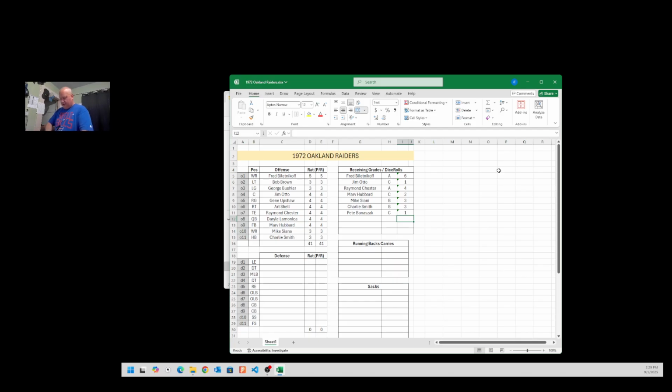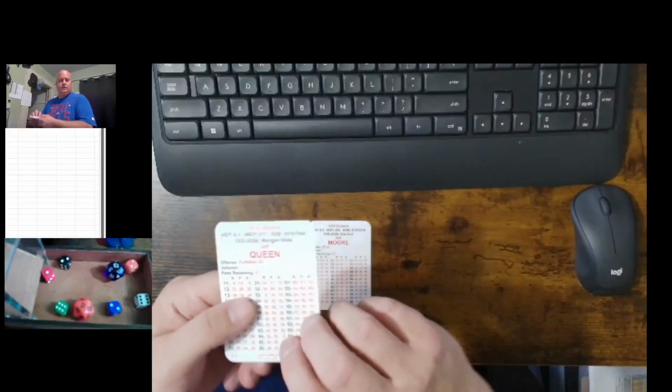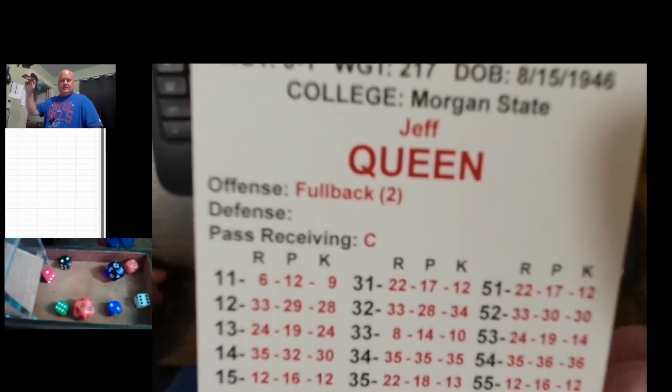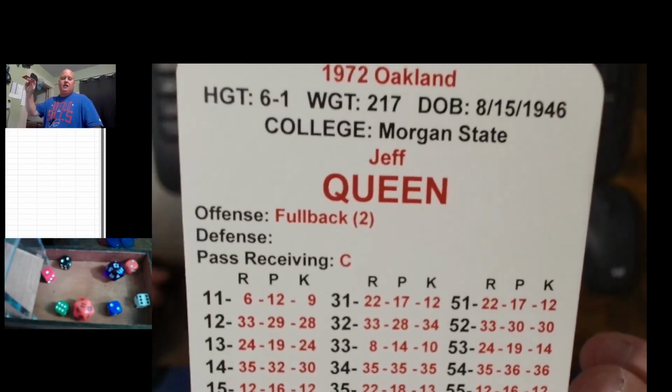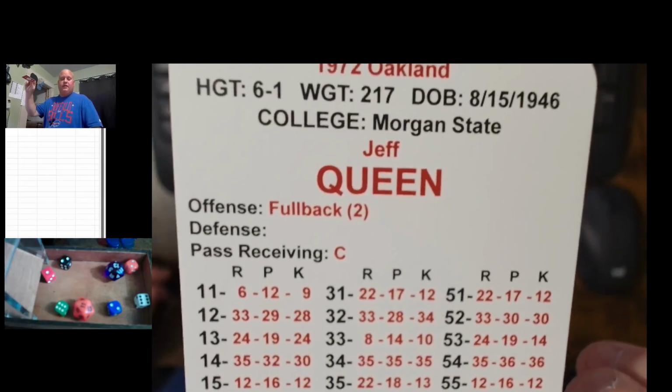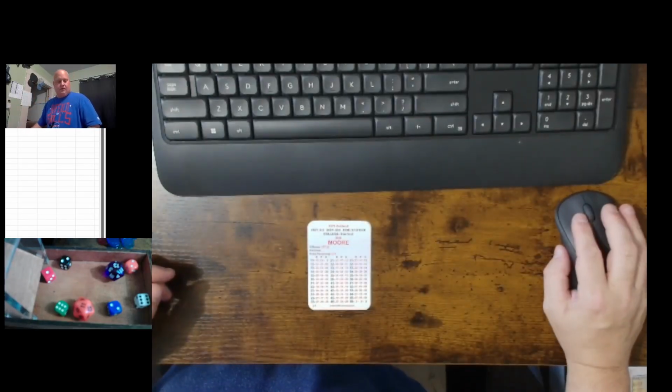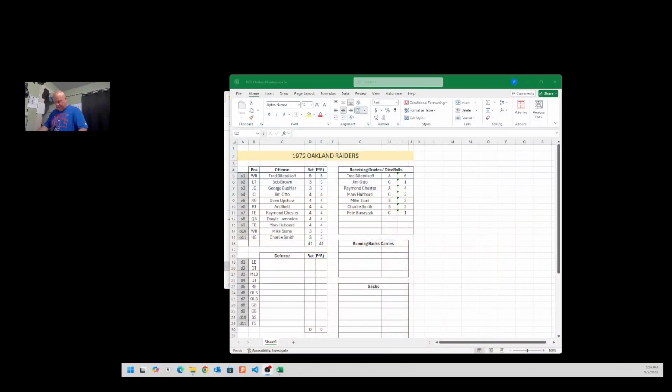We've got Jeff Queen, who does not have anything. So even though he's a fullback 2, he's a C, but he doesn't have a number. And if he doesn't have a number, he didn't have enough targets for them to put a number in there. So I'm not going to worry about him. We'll just get him out of the way. And then we've got Bob Moore, not Rob Moore. Bob Moore. He's a C1. We've got Don Highsmith.